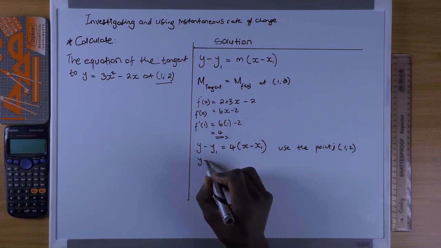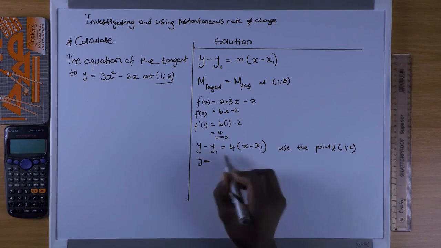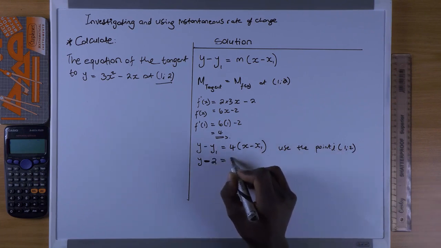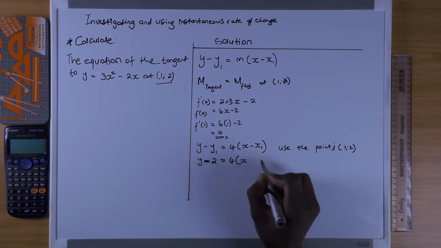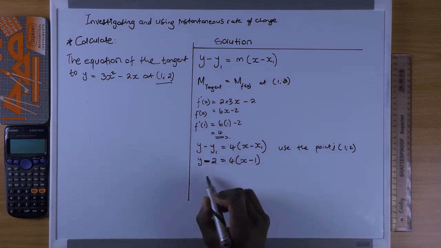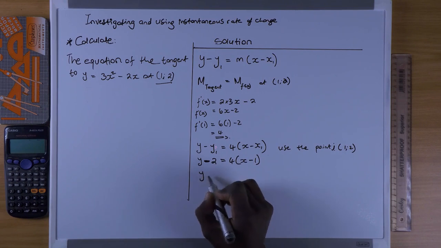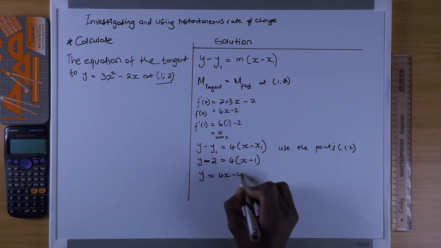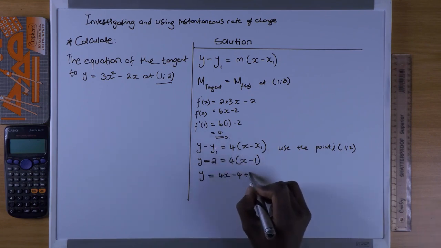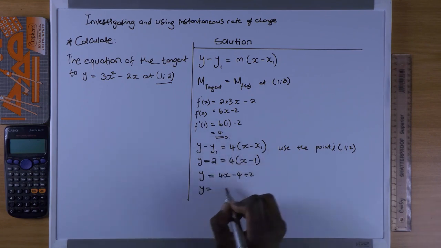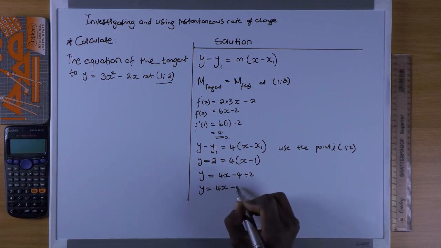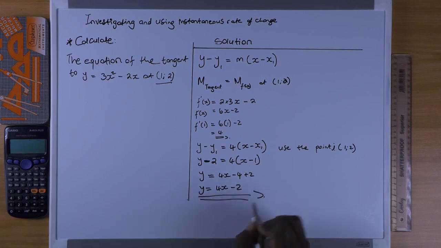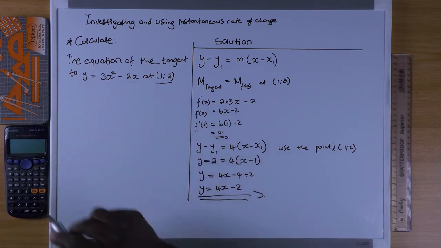So y minus 2 equals 4 times x minus 1. What does that give us? It gives us y equals 4 times x, 4x, 4 times minus 1, minus 4. Transposing the minus 2 to the other side becomes a plus 2. Finally, y is equal to 4x minus 2. This is the equation of the tangent.